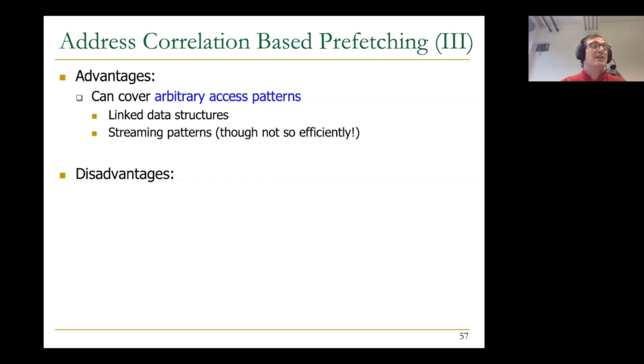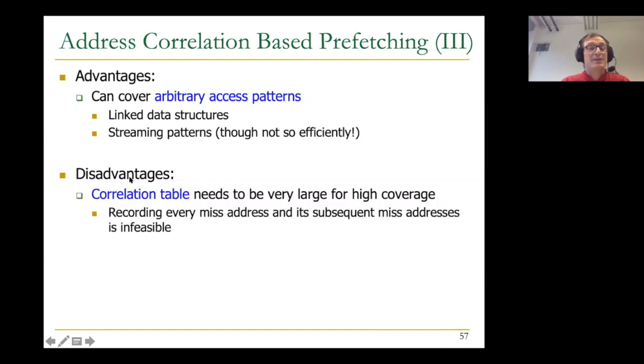Whenever you see address A, you prefetch address A plus 4, but then you reindex into the table with address A plus 4, you prefetch address A plus 8, you reindex into the table, you prefetch address A plus 12, ... Clearly, it's a lot of work, but you could do it potentially. So even streaming patterns can be covered, but not so efficiently, right? So this is relatively arbitrary, but not necessarily efficient in any pattern.